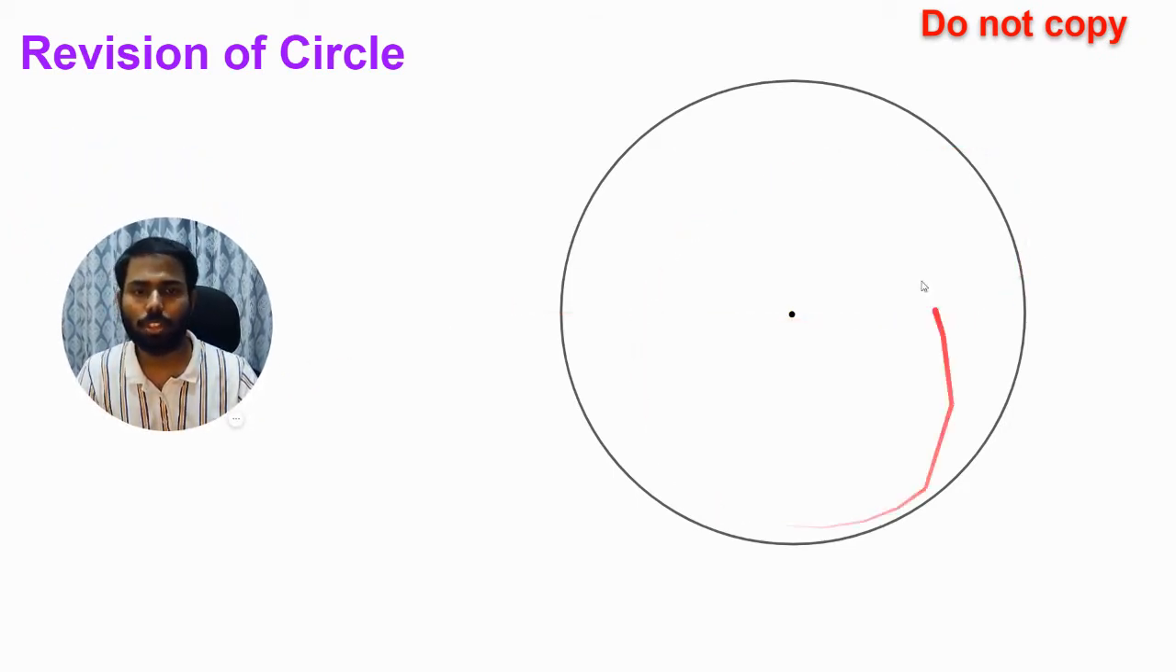Okay, so if this is your circle and this is your center, if you draw a line joining the center of a circle to any point on the circle, okay, समझो यहाँ पे join कर दिया, यहाँ पे join कर दिया, यहाँ पे join कर दिया, all of those will be called as radii of the circle. So this is your radius. It joins the center of the circle to any point on the circle.